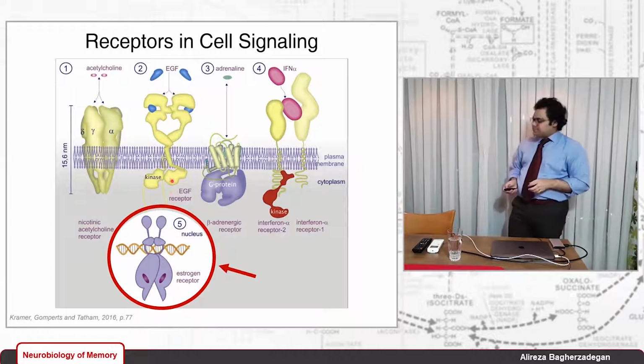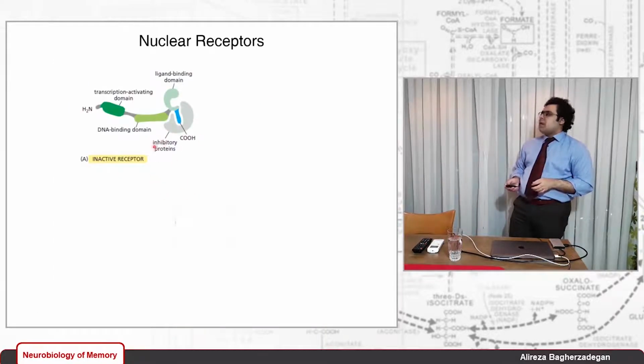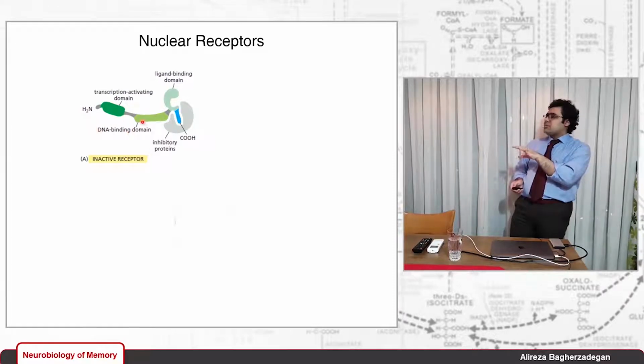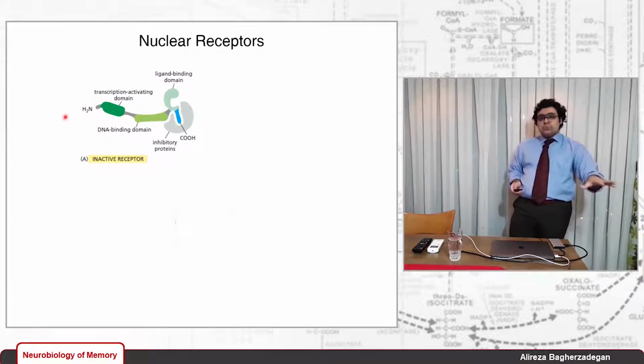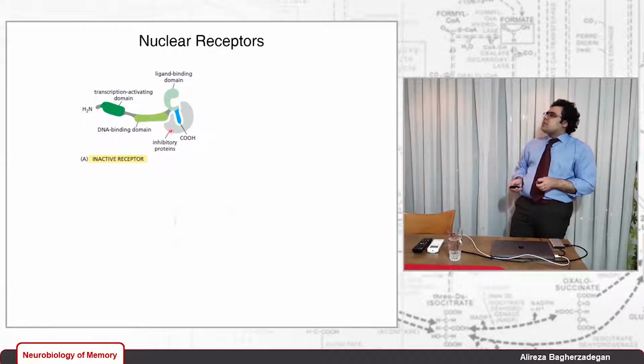Now let's talk about the general structure of a nuclear receptor. This is the general structure of a nuclear receptor in the inactive state, of course. We have three main domains. We have a DNA binding domain, which binds to DNA, of course. We have a transcription activating domain, which binds to transcription factors, or co-activators or co-repressors of transcription factors. And we have a ligand binding domain. In the inactive state, we have an inhibitory protein which inhibits this ligand binding domain.